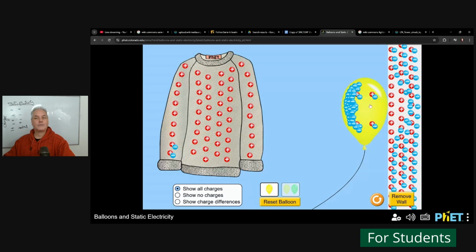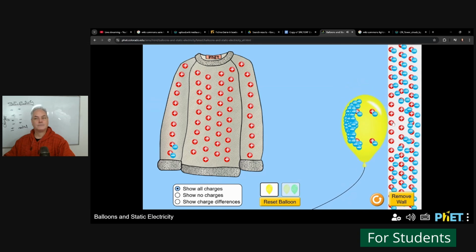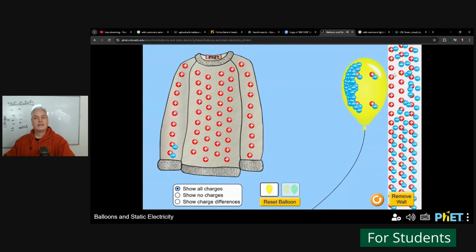So if I let it go, the balloon will stay stuck on the wall. The wall is still neutral, but the induction of the negative charges makes it that there's a little bit of positive right here. If I move it down here, you'll notice that the influence of the negative balloon changes. Now, over time, the balloon will not stay on the wall forever.